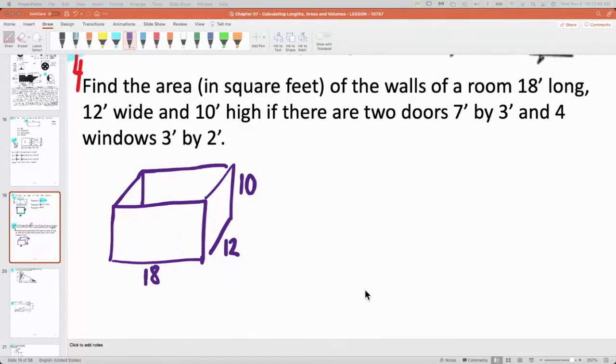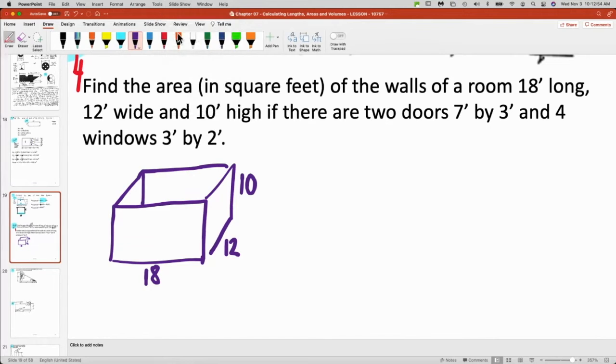So we're looking to find the area of the walls. There are 4 walls in this room, 2 of them the same and 2 of them the same. So let's number them and deal with them separately. We have the front wall and the back wall, which I'll call 1 and 2, and then the 2 side walls, which are 3 and 4.